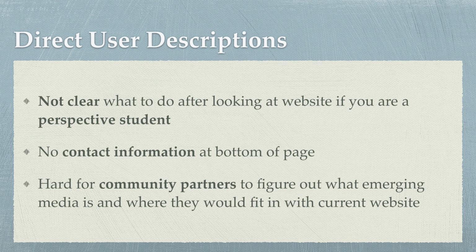It is also hard for community partners to understand what emerging media is and ways they can work with the program. One alum mentioned using some vocabulary on the website such as "work with us." This would be a great way to invite community partners to look at that area of the website. This area could also include past community partners and include brief descriptions of the past projects so future partners could see the innovative ways students have worked on previous projects.